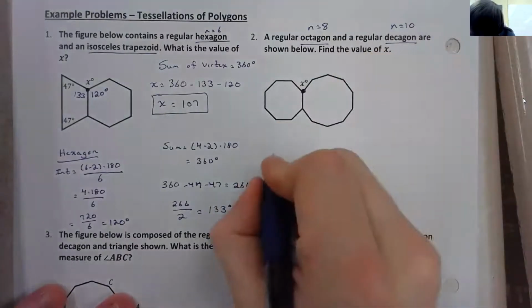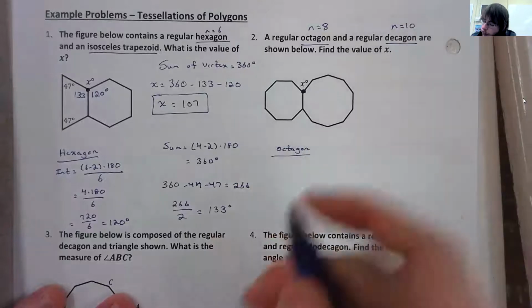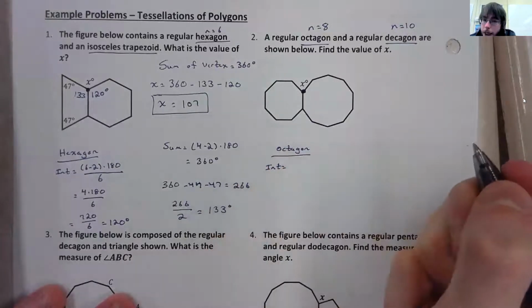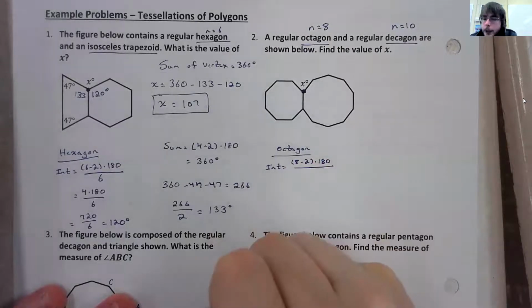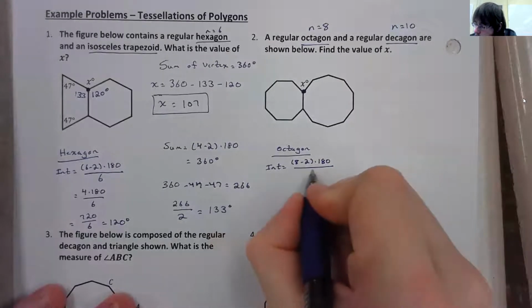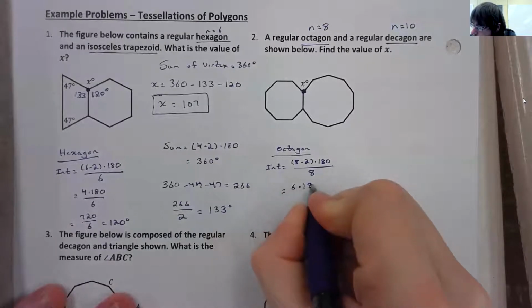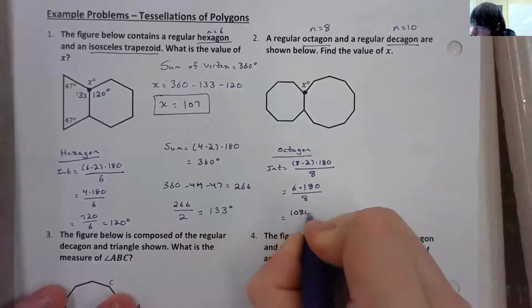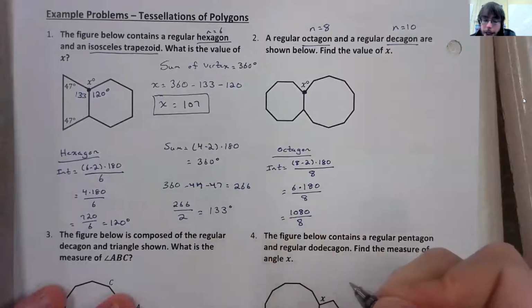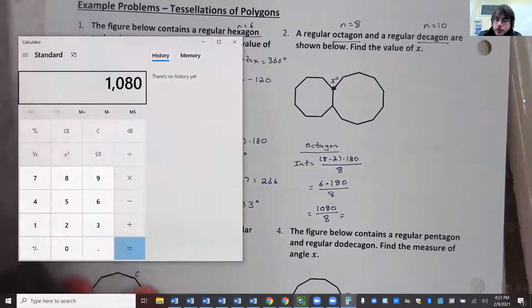So let's do that. The octagon, our interior angle, you do n minus 2 times 180. So on the top you do 8 minus 2 times 180. And then on the bottom you do n, which in this case is 8. So you do 8 minus 2, which is 6, times 180 over 8. 6 times 180 is 1080. Divide by 8. And when you take 1080 and divide by 8, you get 135.